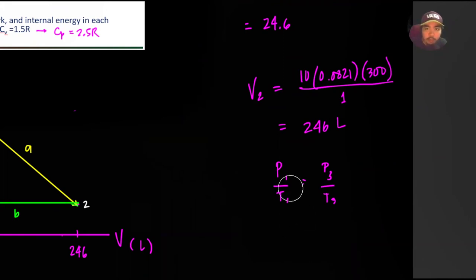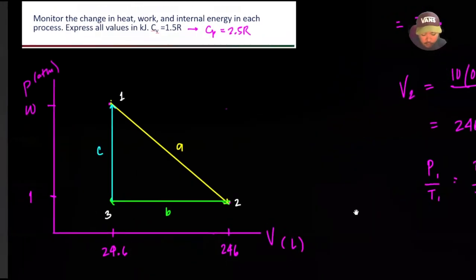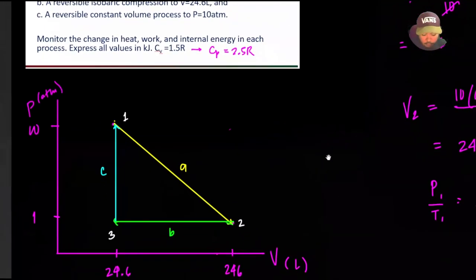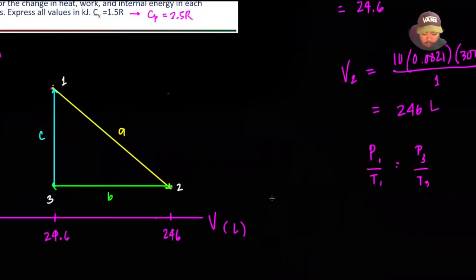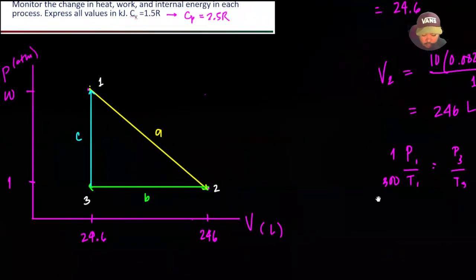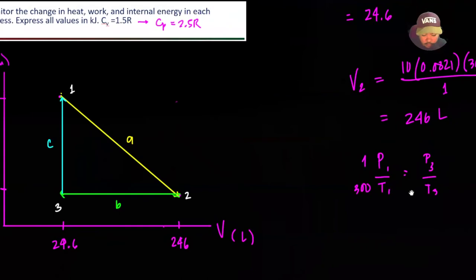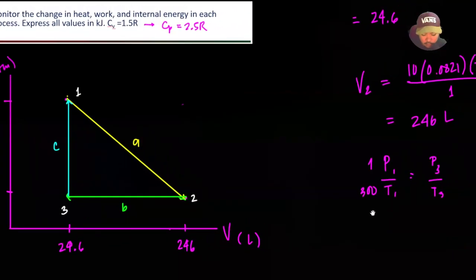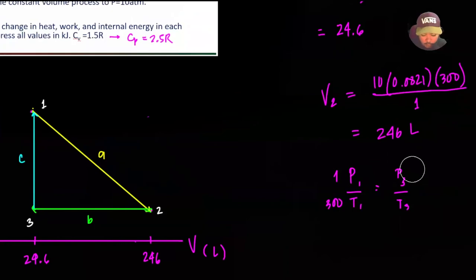And kung meron sa inyo na gustong i-solve siya, can you solve it with me para ma-double check ko lang kung tama yung sagot ko rin, no? So I'll use this method, no? P1 T1 over T2 T3. So P1 natin is 1, so this is 1 and 300, tapos sa P3, ay 1 din siya. So I can't actually use this, no? Yung volume na lang pala ang gagamitin ko.